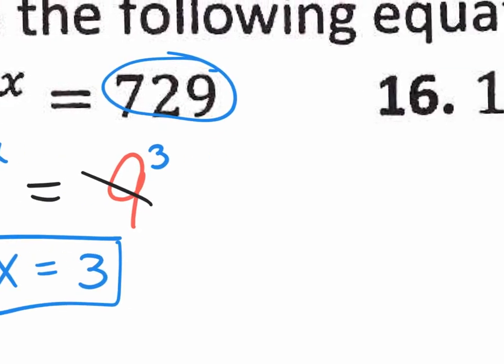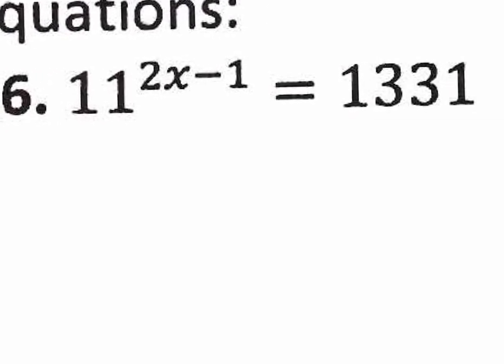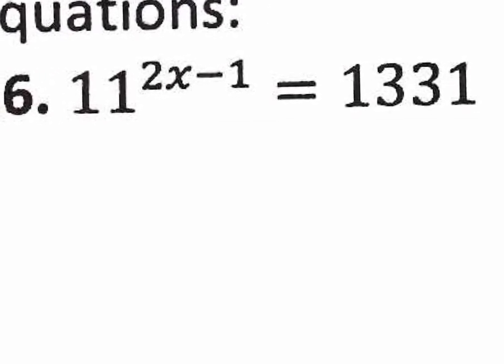Number 16, on my example here, I have 11 to the power of 2x minus 1, and then I have 1,331. I don't want that huge number. I would like the same base. I have an 11 here. I would like an 11 over here.